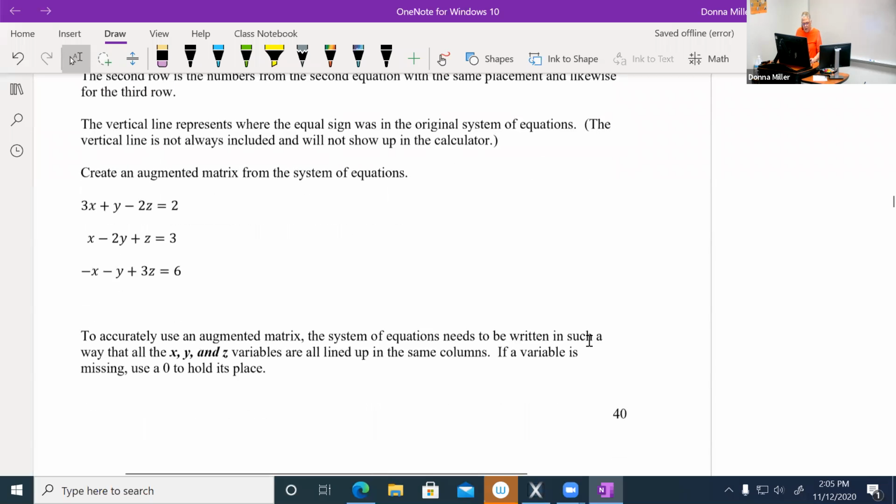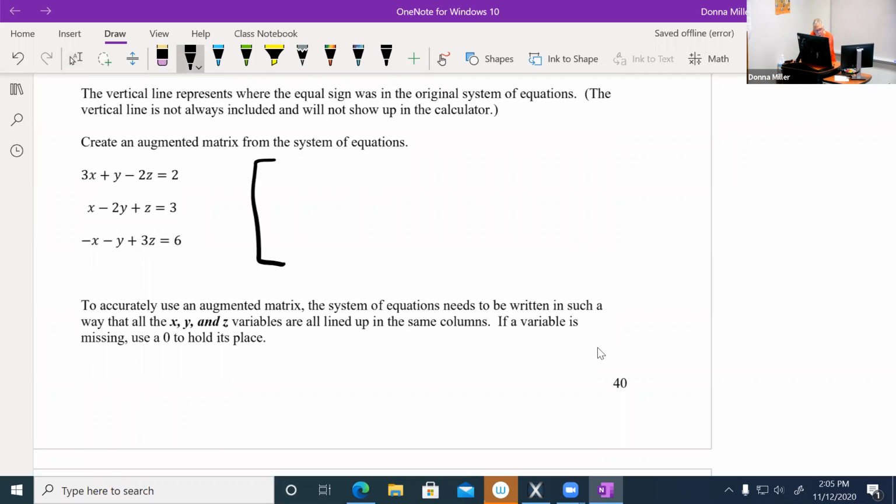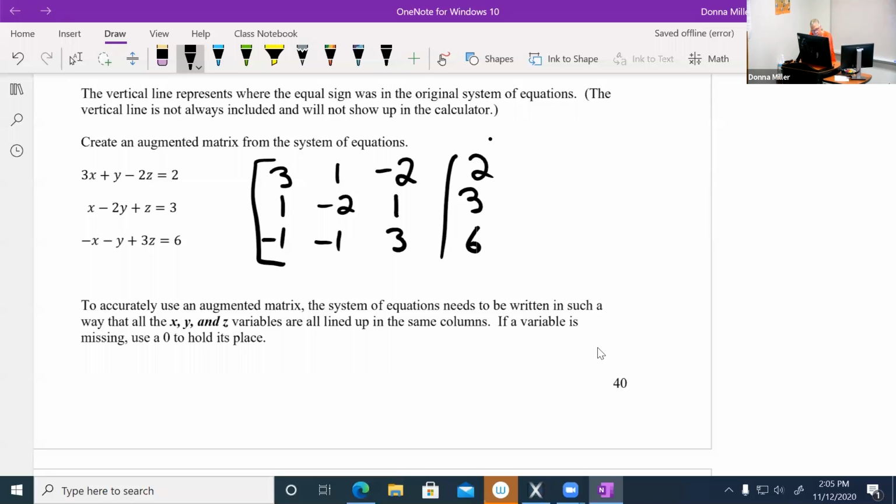All right. If I want to make an augmented matrix from that system, I'm going to check and make sure that all the X's, Y's, and Z's are lined up and all the numbers are lined up, which they are. So all I have to do is make a matrix. It's real simple. Row 1, write the elements: X is 3, Y is 1, Z is -2. The answer is 2. X is 1, Y is -2, Z is 1, the answer is 3. Then -1, -1, 3, and 6. They put that line there if you want. So that's the augmented matrix, something like what I would enter into simplex.